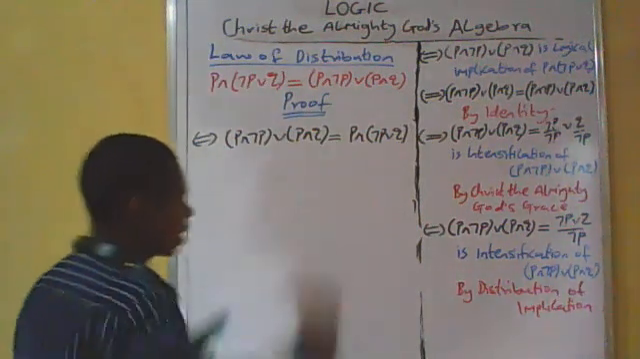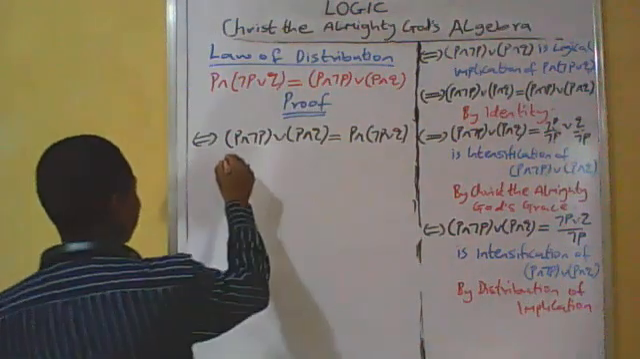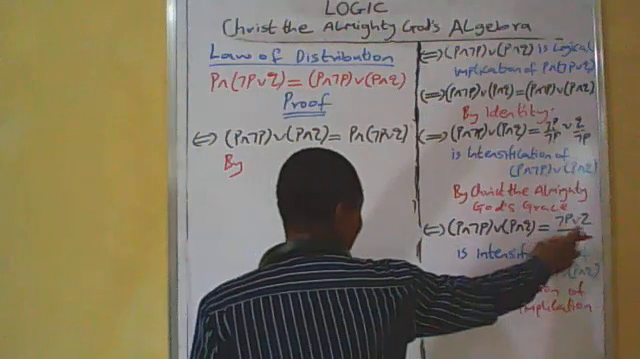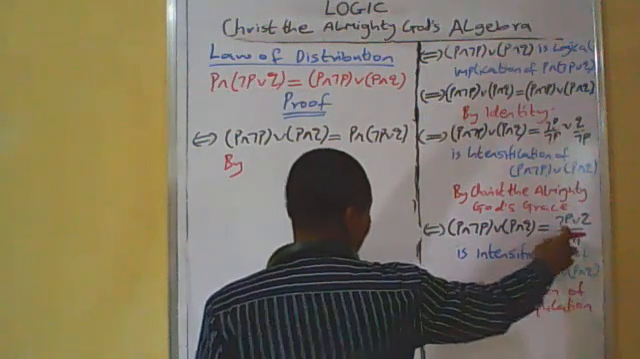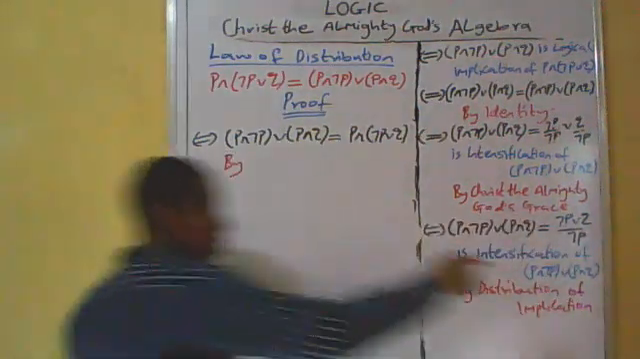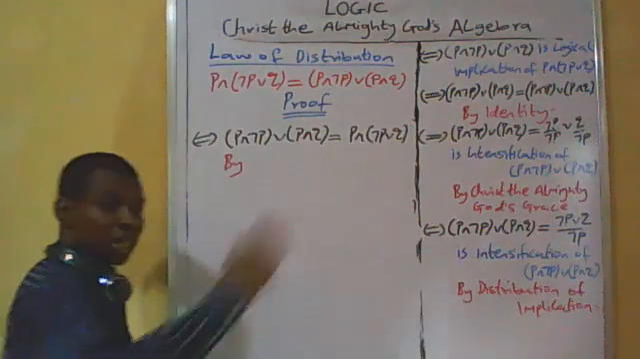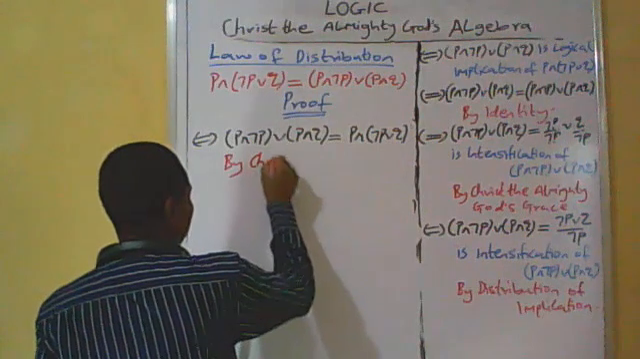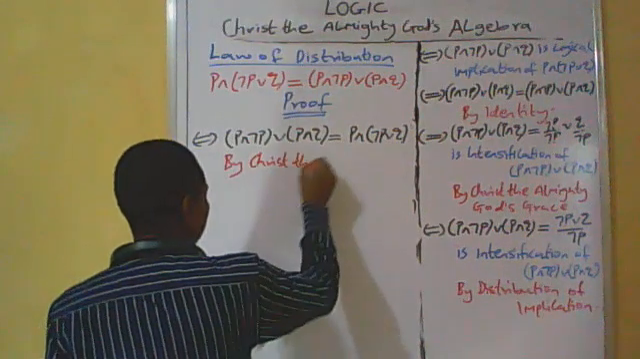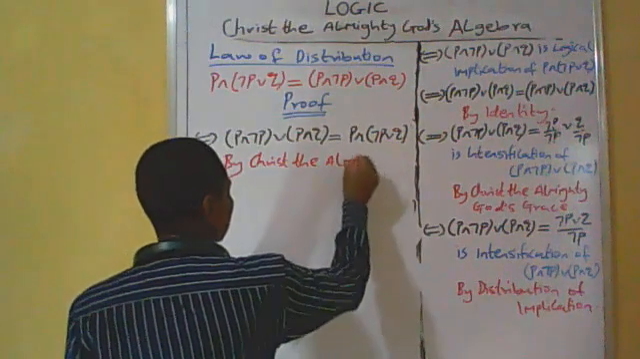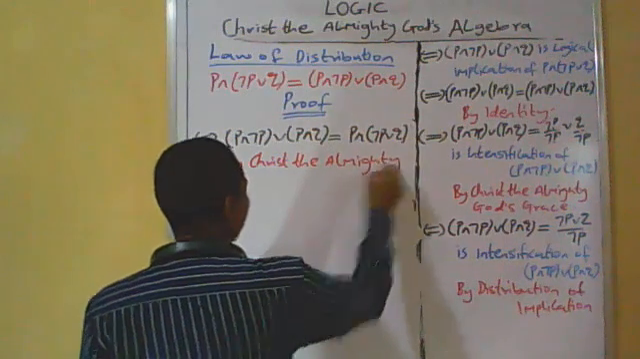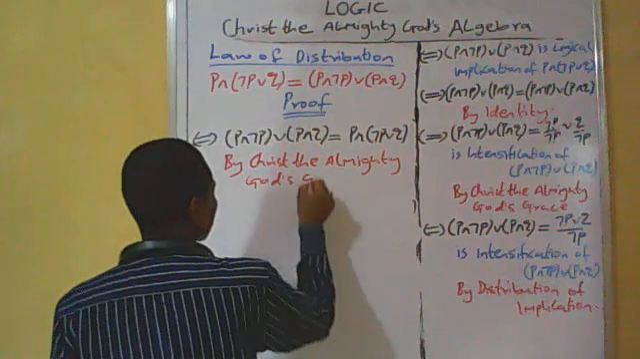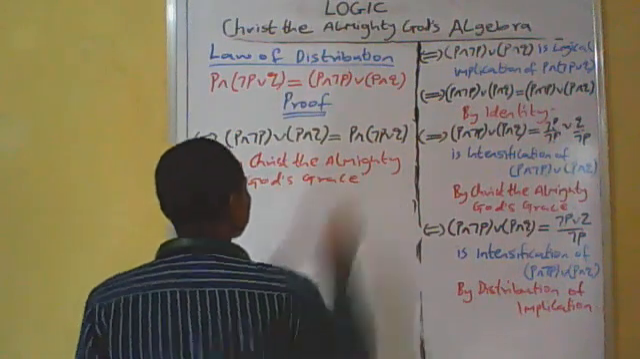So it's been justified by, it is through Christ Almighty God's grace that we transform this conditional statement to conjunctive statement. So, being justified by Christ the Almighty God's grace.